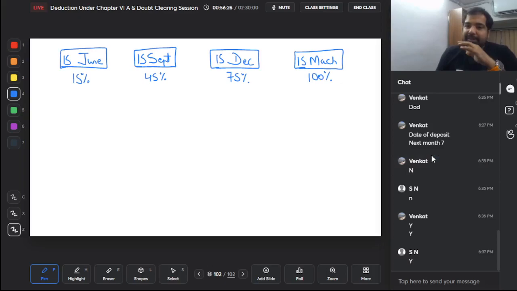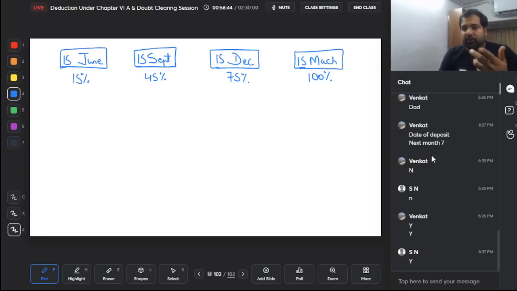That means they expect you to pay the entire tax during the previous year itself. Yes. And that's why it's called advance tax. Advance basically means before the assessment year. In the previous year only, in 4 installments, you are paying the entire tax. So 15, 45, 75 and 100% are the percentages.